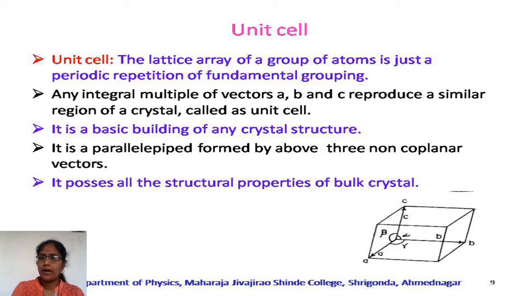And here at each corner one atom is present. It means that there are 8 corner atoms present in a unit cell.